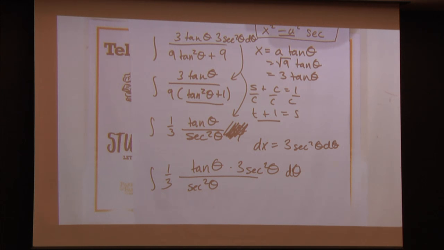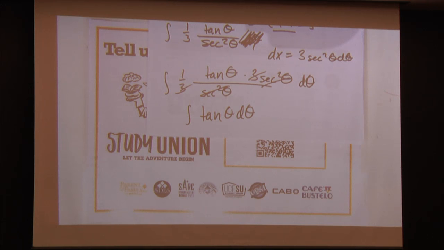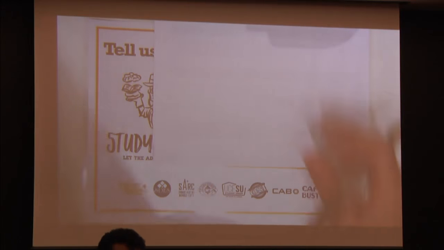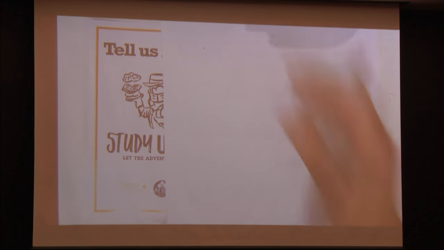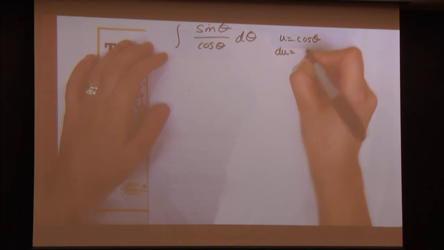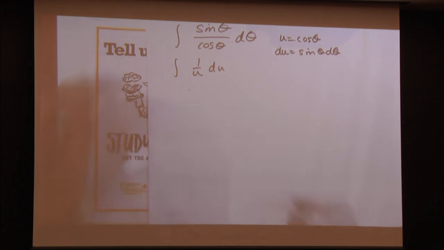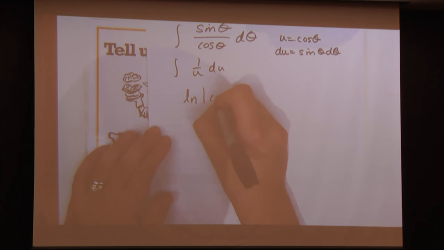Okay. This makes it a lot easier. The secants cancel, the 3's cancel, we're left with the integral of tangent theta d theta. You should know that. It's okay if you don't. It is not secant tangent. I don't think so. But you can always prove it yourself. This is U-sub. u is equal to cosine theta. du is equal to sine theta d theta. So you have 1 over u du. That's natural log of cosine theta.